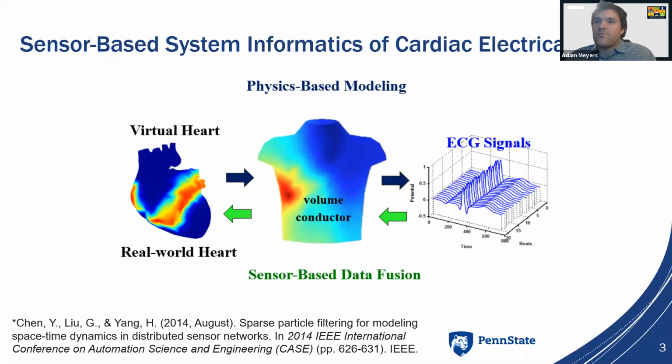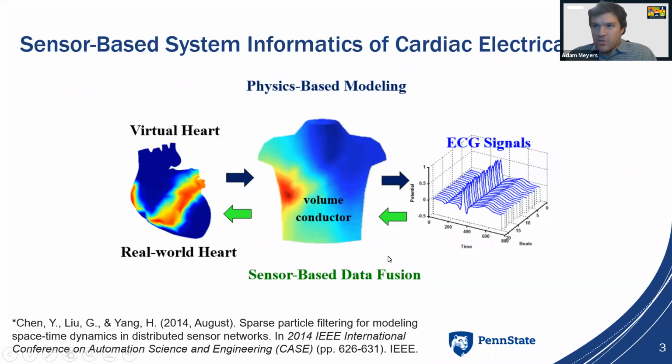This is just a brief overview of the cardiac electrical activity of the heart. The heart undergoes electrical conduction, which causes the heart muscles to contract, and it leads to a heartbeat. We can measure this electrical activity by placing electrodes on the body, as you can see in the middle picture.